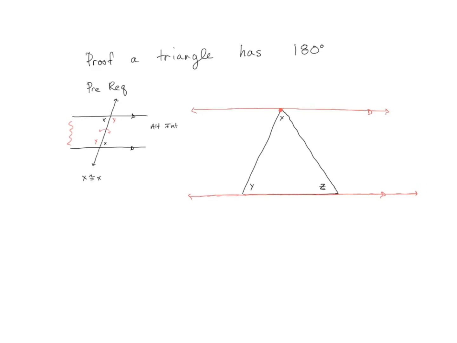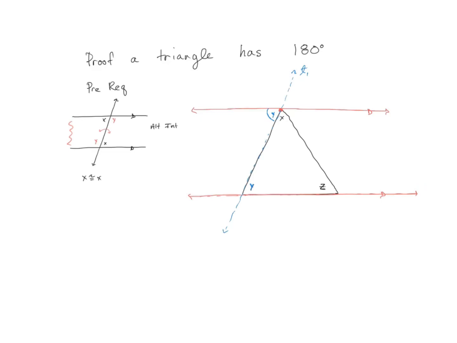Now what I can do with that is start to look at these lines as if they were transversals. So let's use this line here, and we'll call it transversal 1. Now along this transversal, I have my angle y here, which I could say is congruent to this angle here also, and I could call this y as well. So I know that y here and here, these two angles, are congruent. That's my first piece.